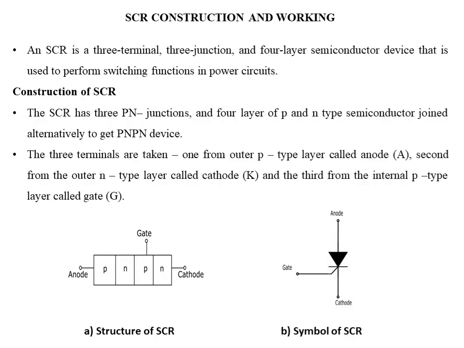The SCR has 3 PN junctions and 4 layers of P and N type semiconductor joined alternately to get a PNPN device. The 3 terminals are taken, one from the outer P type layer called the anode, the second from the outer N type layer called the cathode, and the third from the internal P type layer called the gate. The structure and symbol of SCR is shown here.